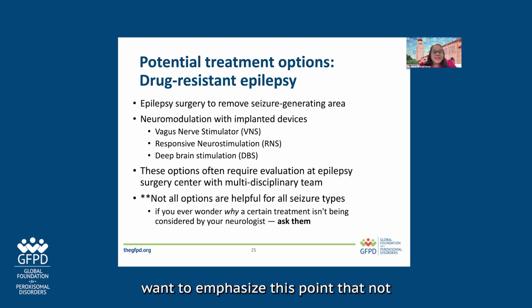And then I really want to emphasize this point that not all of these treatment options that I've listed here are effective or ideal for all seizure types. And so if you're ever wondering, why didn't my neurologist consider a DBS? Why didn't my neurologist talk about a VNS? It's likely not that the options weren't considered, but it may be that there is a reason that it's not a good fit for the type of seizures that you have. And so when in doubt, my advice is ask them, why is this not a good option for me or for my child or for my loved one?